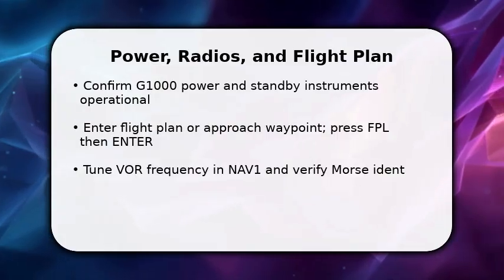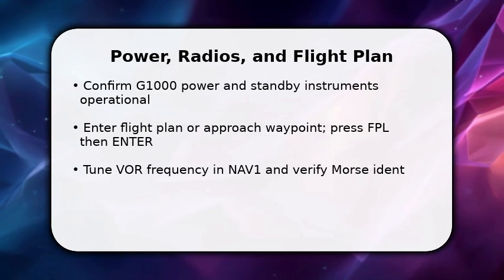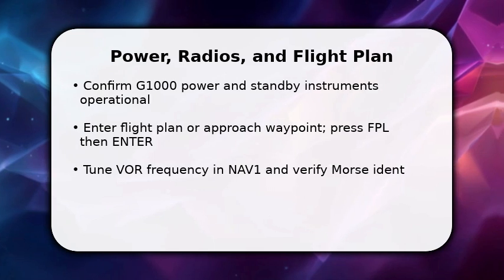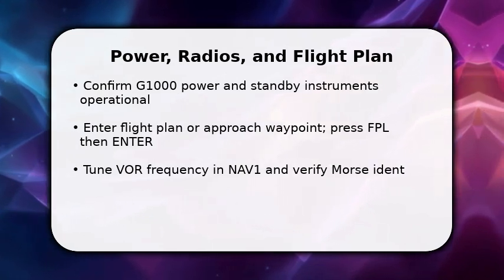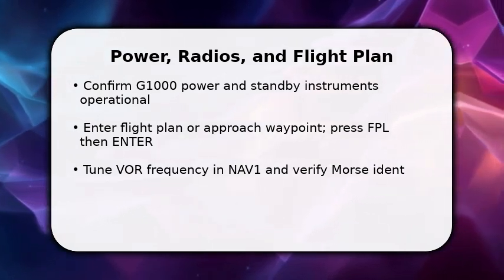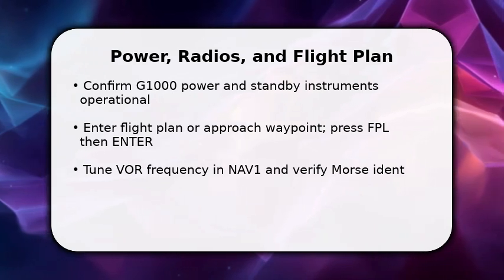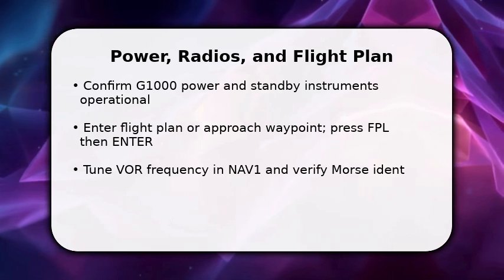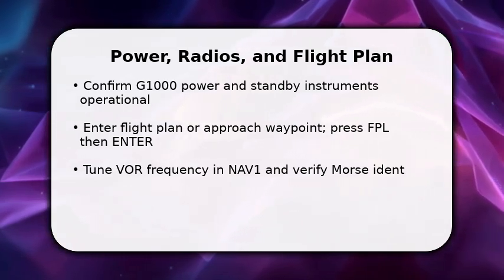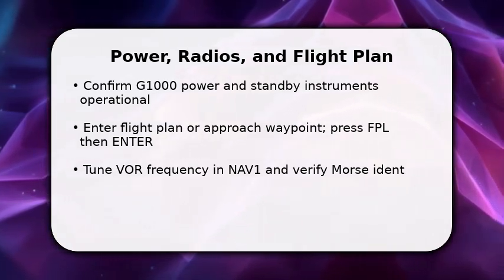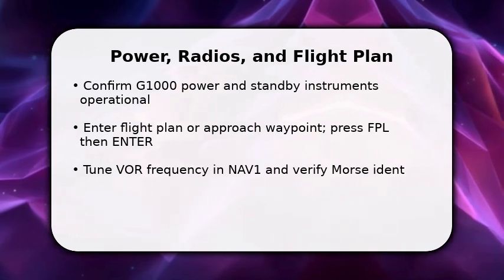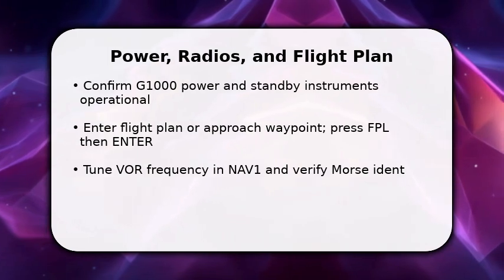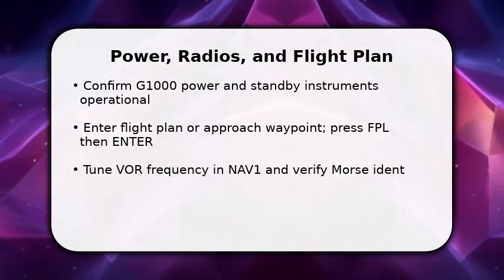You start by powering the G1000 and confirming backup instruments are stable. This prevents surprises. Next, enter or load the flight plan waypoint using the FPL key so the display will center the route. Once done, switch NAV1 to the VOR frequency and listen for or view the station ident to confirm reception. Make sure the correct navigation source is selected for the CDI. This ensures the display guidance will reflect the VOR you intend to use.